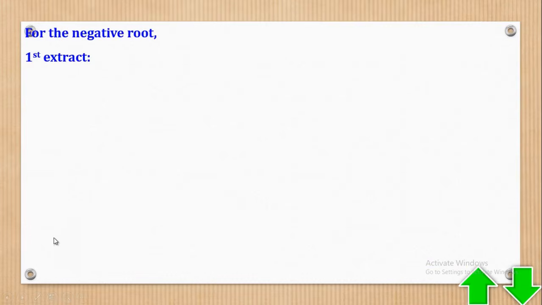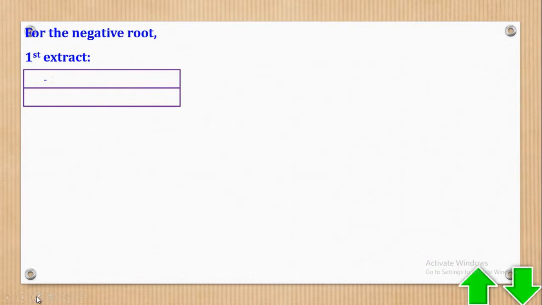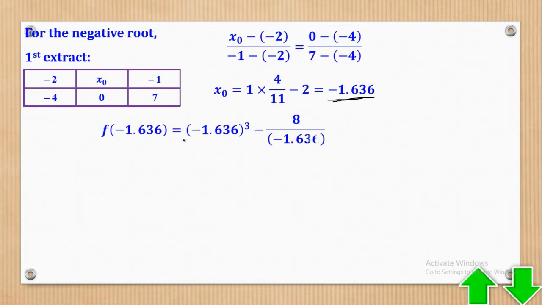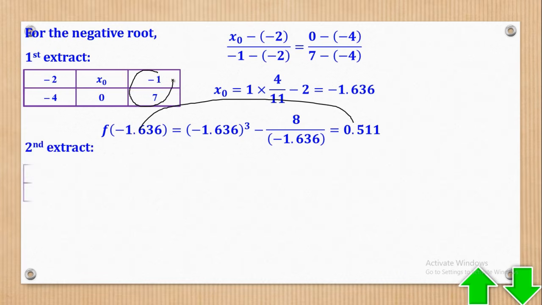So for the negative root, we shall come up with the first extract of the values which give the negative, where the negative root lies, and then we use linear interpolation to come up with that value of x0, which is that. Because they want it to 1 decimal place, that's why we add 2 more decimal places to get 3 decimal places there. Then fx of that, it will be that. Now next is to use these two values to replace these values with this one to come up with the second extract.